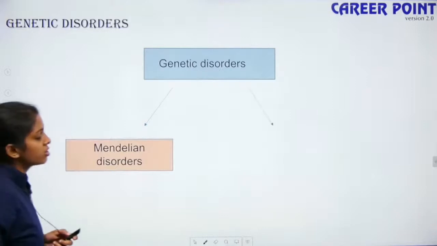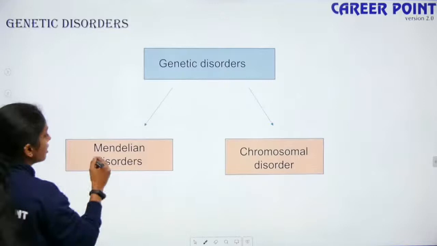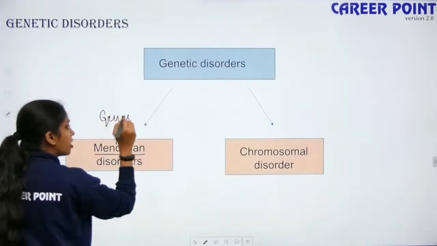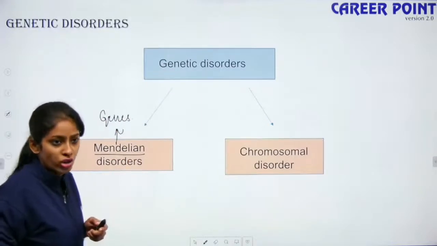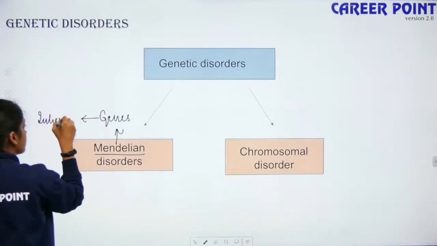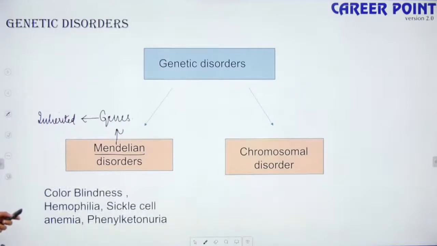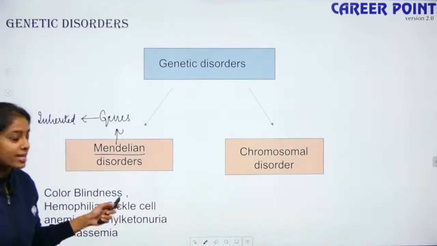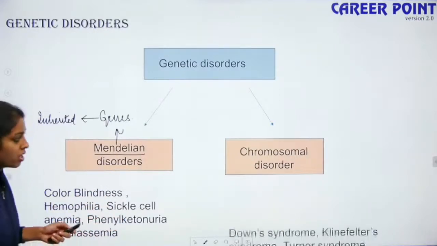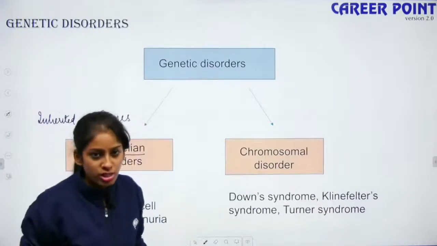So genetic disorders are of two types. One is Mendelian disorders, the other one is chromosomal disorders. From the term Mendelian disorders, Mendel spoke about genes, right? So there are disorders which are associated with mutations on your genes. Thus Mendelian disorders are inherited. Mendelian disorders include color blindness, hemophilia, sickle cell anemia, phenylketonuria, thalassemia. Chromosomal disorders include Down syndrome, Klinefelter's syndrome, and Turner syndrome.